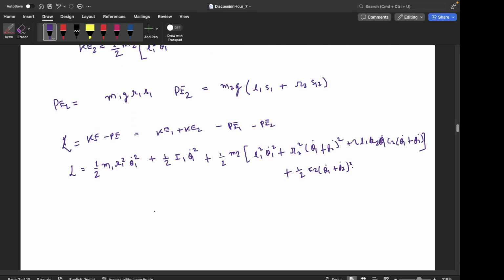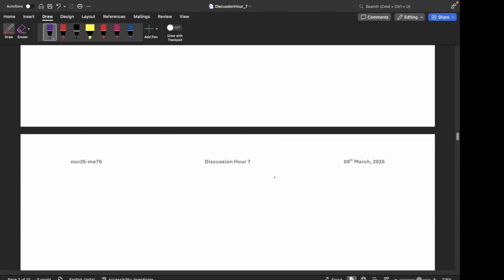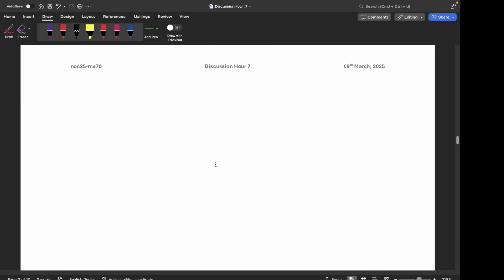and minus m1 g r1 s1 minus m2 g (l1 s1 plus r2 s12). This is the total Lagrangian. Now we'll start taking the derivatives. So first is del L by del theta 1. Now this you should verify from the lecture slides if the expressions are correct.